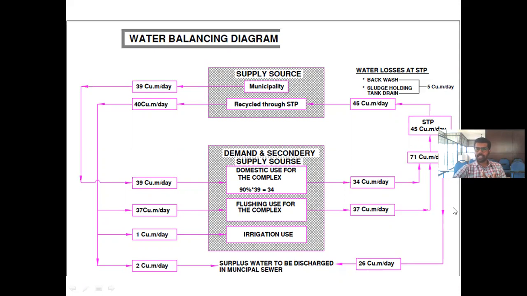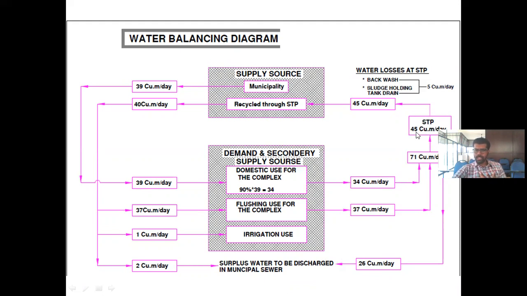Correct. So 26 is the surplus water. So the surplus water can be discharged into the municipal sewer. Whatever surplus water is there can be discharged into the municipal sewer. From there it goes to the STP. So this is not the treated water. This is the wastewater only.